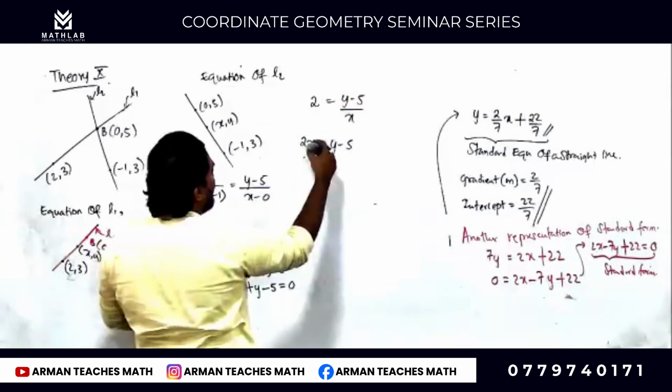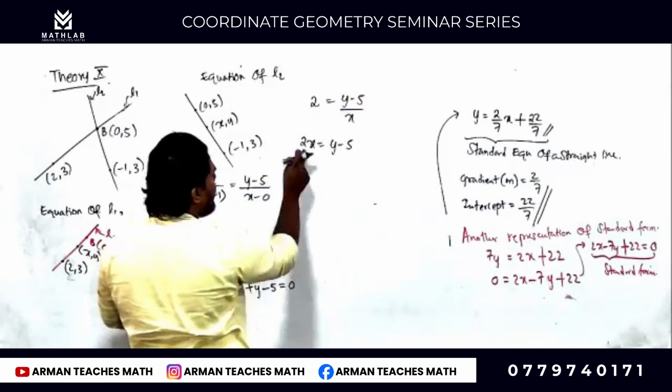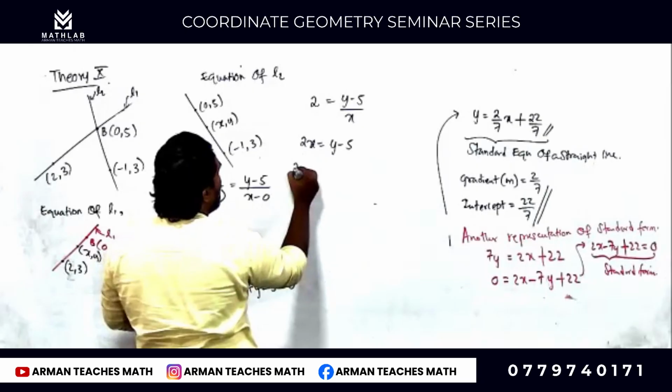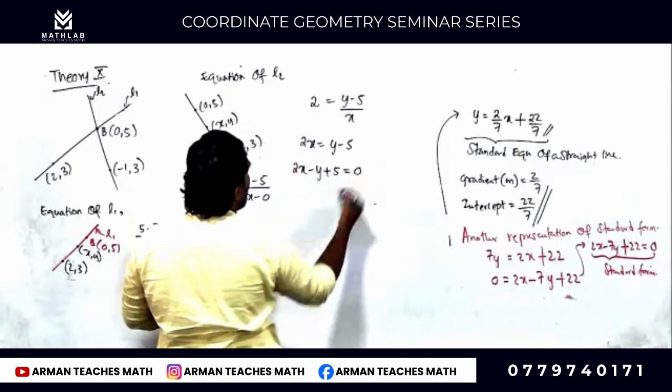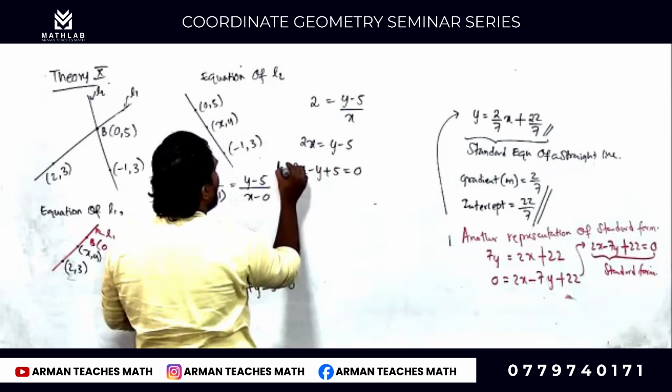Now take all the terms to one side. So I'll keep the coefficient of the x term positive. 2x minus y plus 5 is equal to 0. This is the equation of L2.